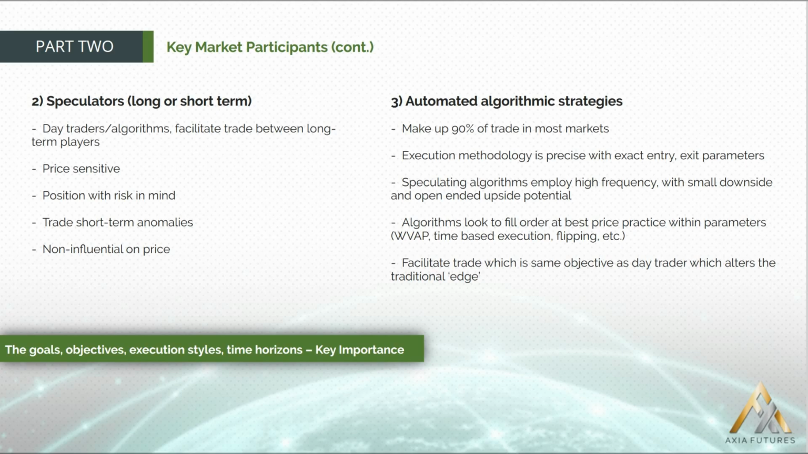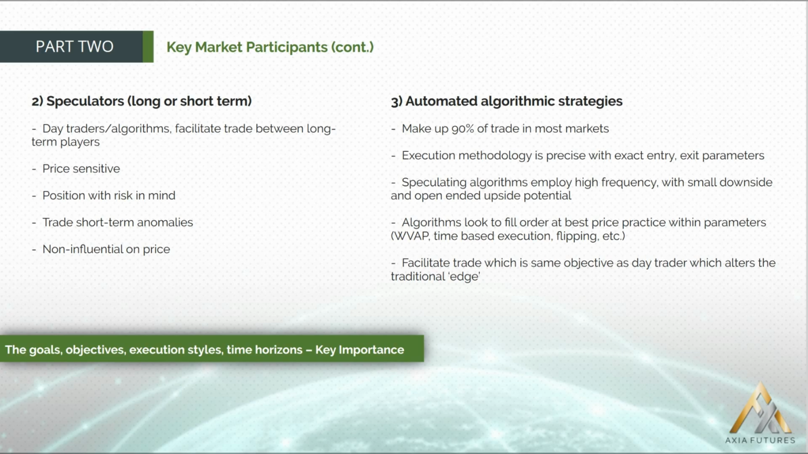Algorithms tend to speculate using high frequency, so they do a lot of trades very rapidly, in and out, in and out. They tend to have very small downside with open-ended upside. So again, very often we can see markets sometimes moving very quickly in one direction and then reversing the trade. And this is more just noise or positioning unwinding happening within algorithms. Algorithms look to fill orders at the best price possible within parameters. So again, algos are after the best possible price, and because they can rapidly execute these orders a lot quicker than us, we need to understand their methodology in order to assist us in developing our own edge.